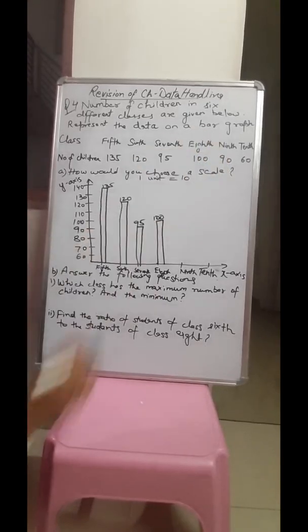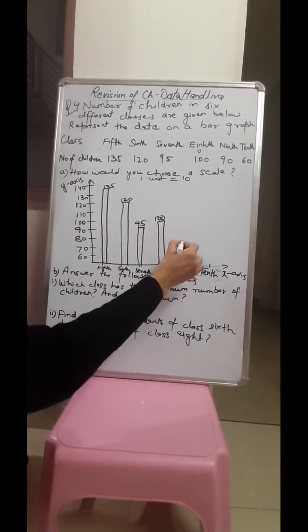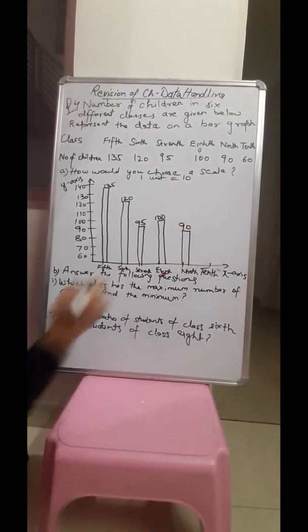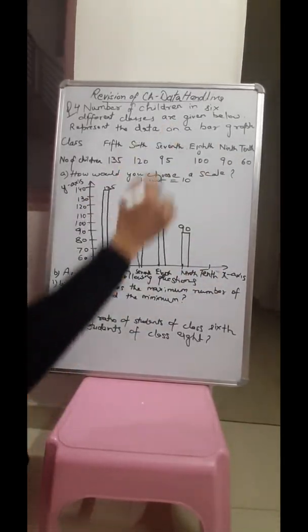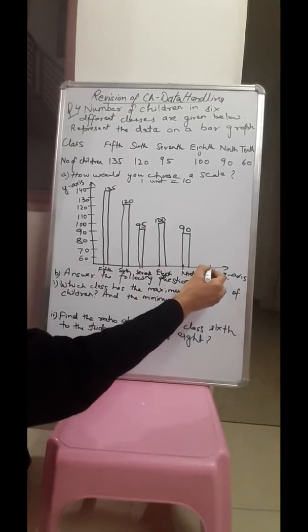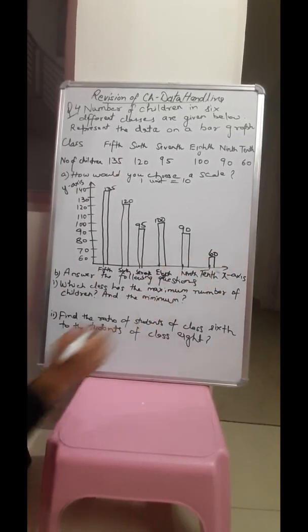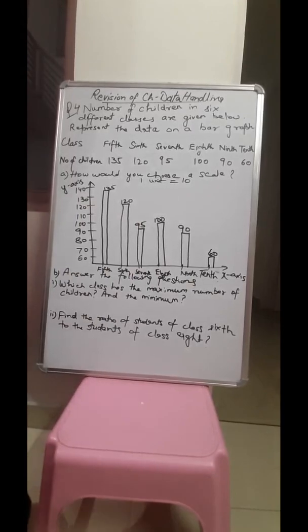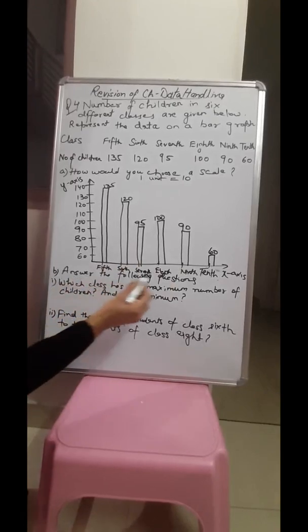Now 9th is 90. So 90 is here, and the 9th class bar will go up to 90. Like this. And last is 10th. The 10th bar will go up to 60. 60 is the smallest. So in this way, you can draw a bar up to 60. In this way, we draw this bar graph. Now after this, on the basis of this information and bar graph, we have to answer the following questions.